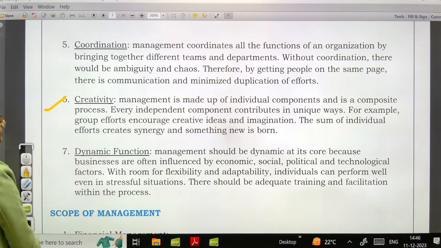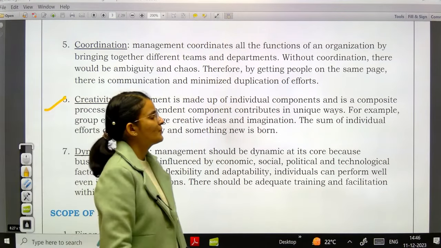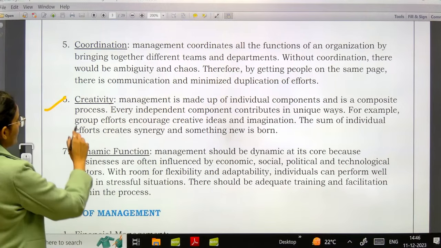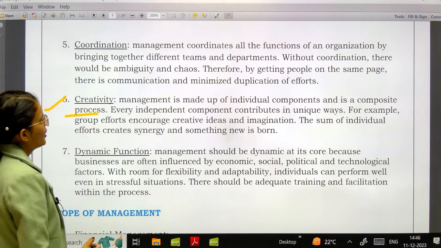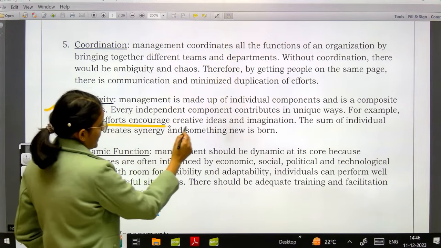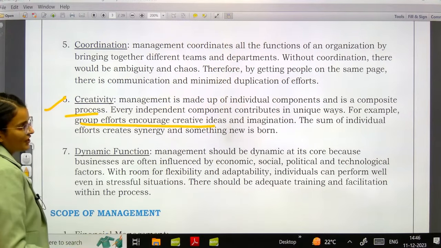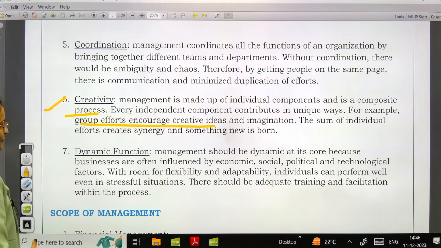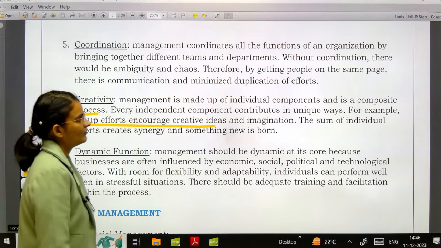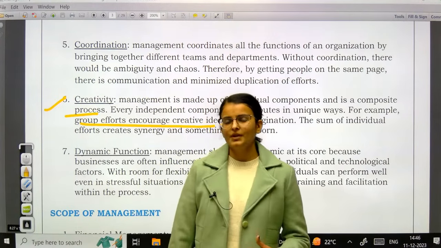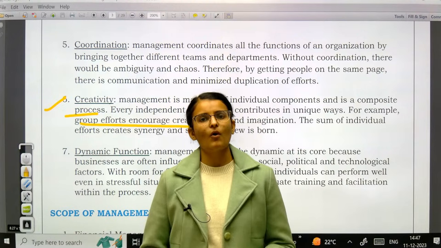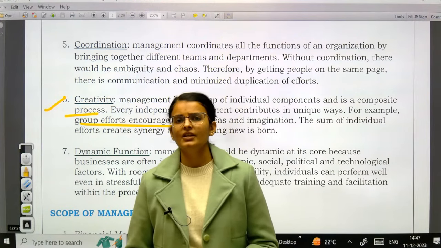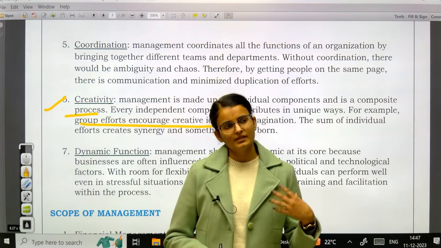Next is creativity. Management is made up of individual components and is a composite process. Every independent component contributes in unique ways. For example, group efforts encourage creative ideas and imagination. The sum of individual efforts creates synergy and something new is born. So what is management doing? Management is making individual components come together, make a bond, and with their synergy, creativity will take place.